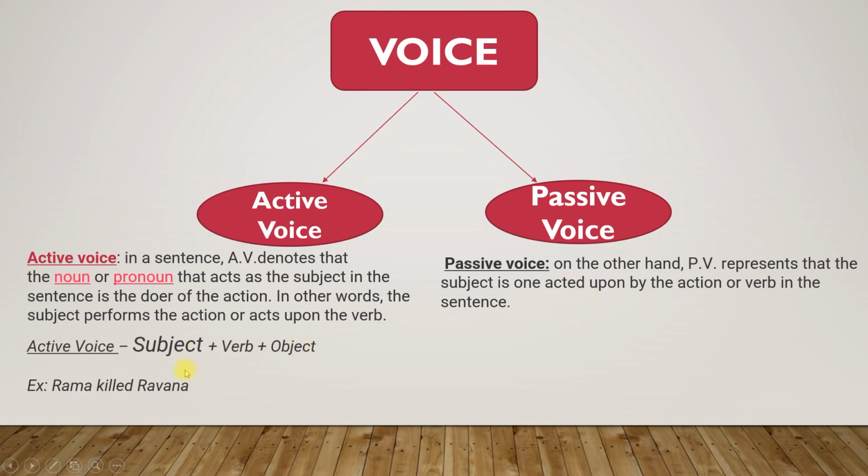Let us take one more well-known example. What is the structure for active voice? Subject plus verb and object. Let's take a well-known example: Rama killed Ravana. How do we change this sentence into passive voice? It is very easy. The passive voice structure is object plus verb and subject. So, Ravana was killed by Rama. This is the simple way to change an active voice into passive voice.